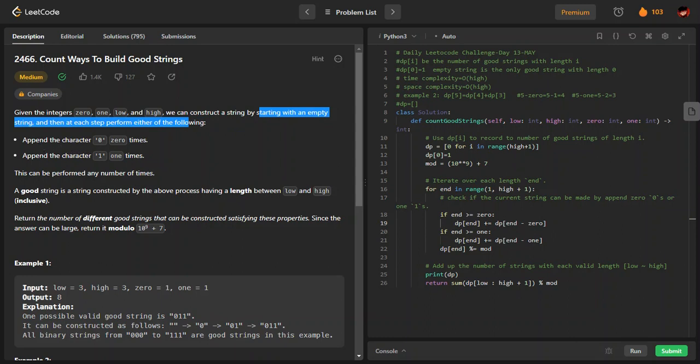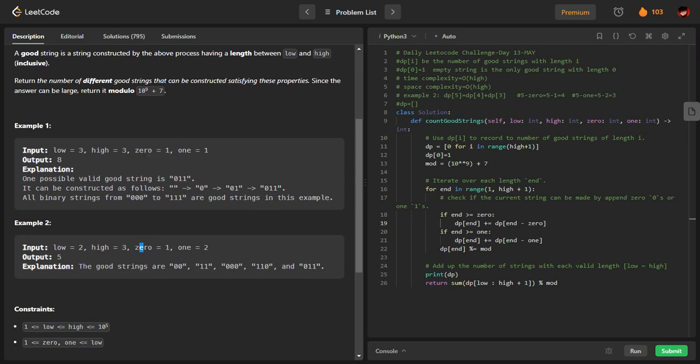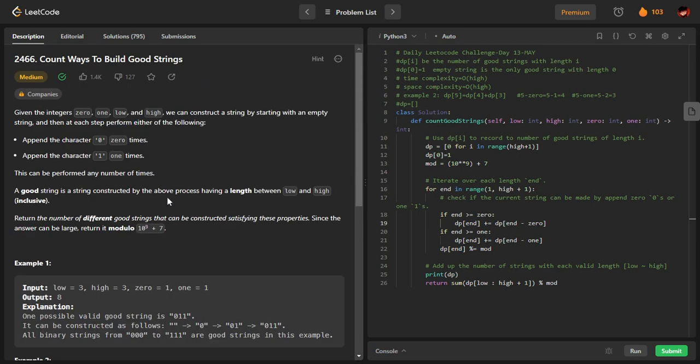First we have to append the character 0 zero times, and this is one way, or we have to append the character 1 one time. See, the zero and one we are seeing here are variable names. For example, in this case zero is 1, in this case zero is 1, in this case one is 2. So these are variable names. Don't doubt them to be 0 or 1.